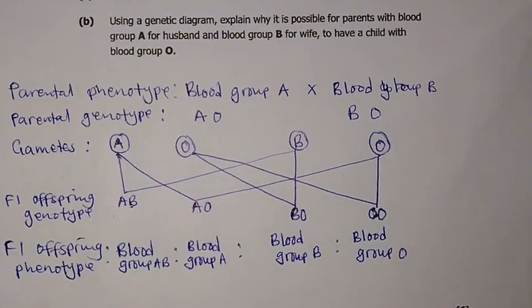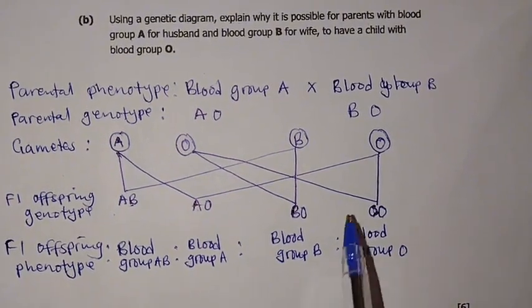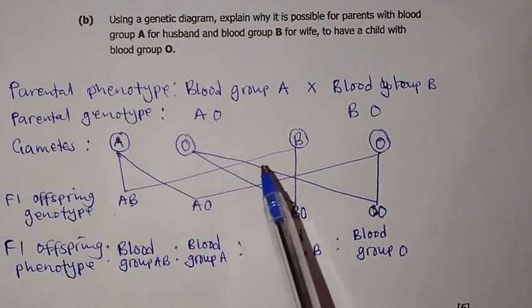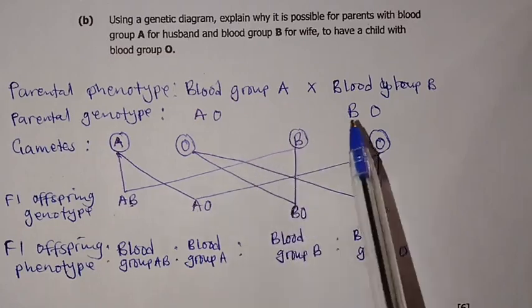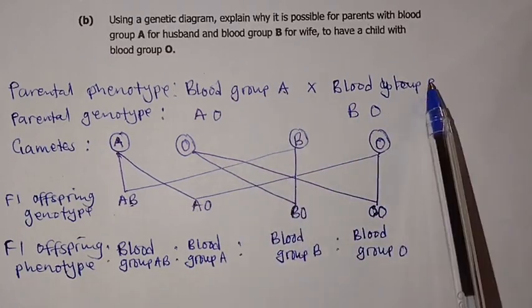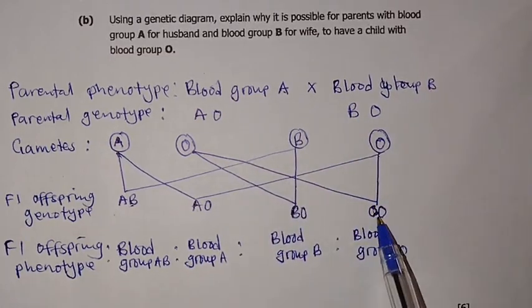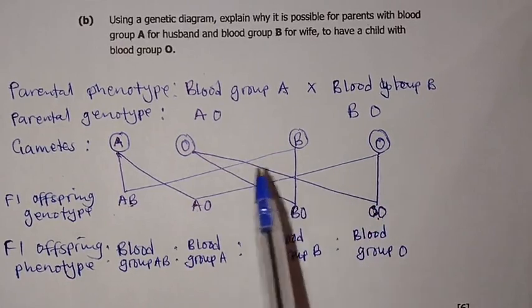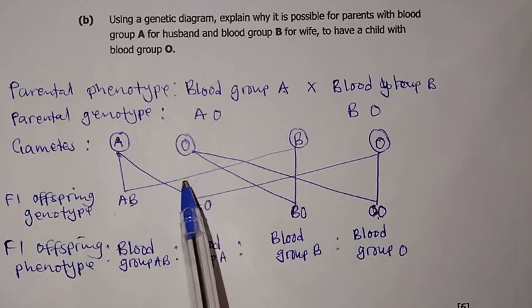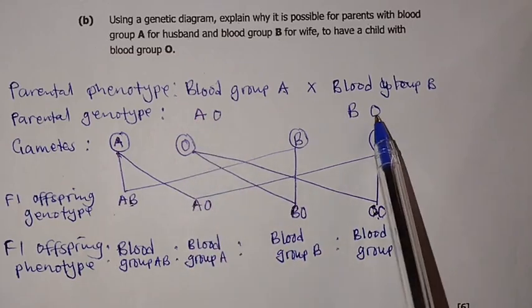Okay, so you can see that from the crossing that we have, it's possible for this couple, for the wife and the husband who's having blood group A and blood group B, to have a child with blood group O, if the genotype of both parents is heterozygous, AO and BO.